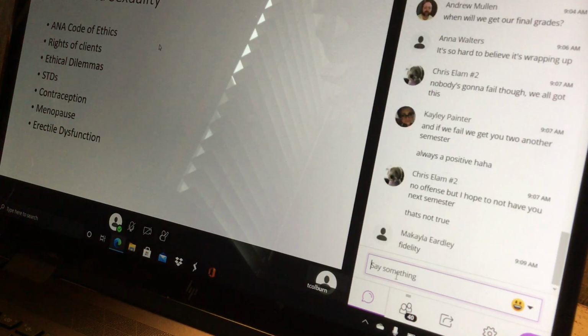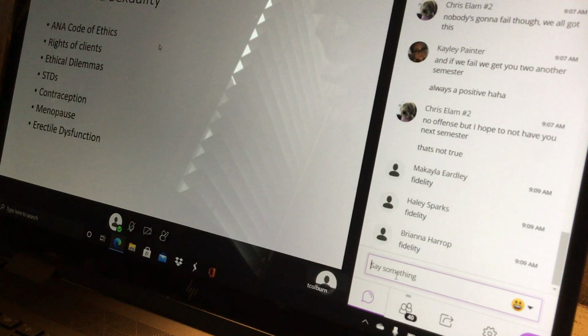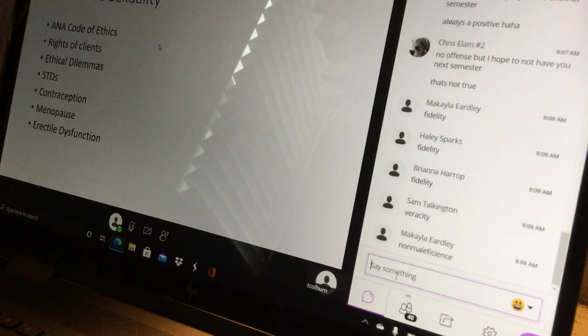They were big words. Remember? Fidelity. Fidelity, beneficence, non-maleficence, good. So think about what those things are, and you've had ethics before, so we're not going to really go into that. That's why we didn't spend much time on it.